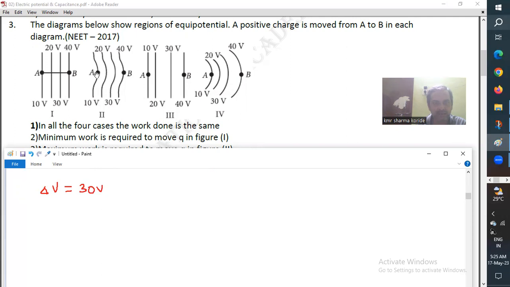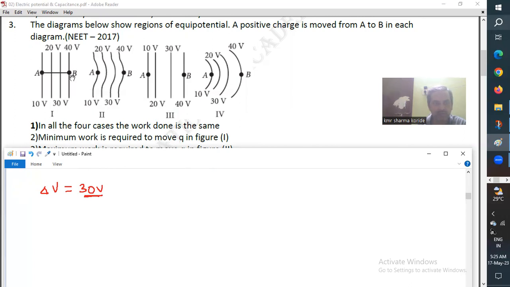Even similarly in the second diagram, A at 10 volts and B at 40, so the difference is 30. Even similarly in diagram 3, A at 10 and B at 40, so therefore again 30. In the last also, the potential difference between A to B is 30 volts. So therefore it is an equipotential surface, and work done in all the cases is the same.